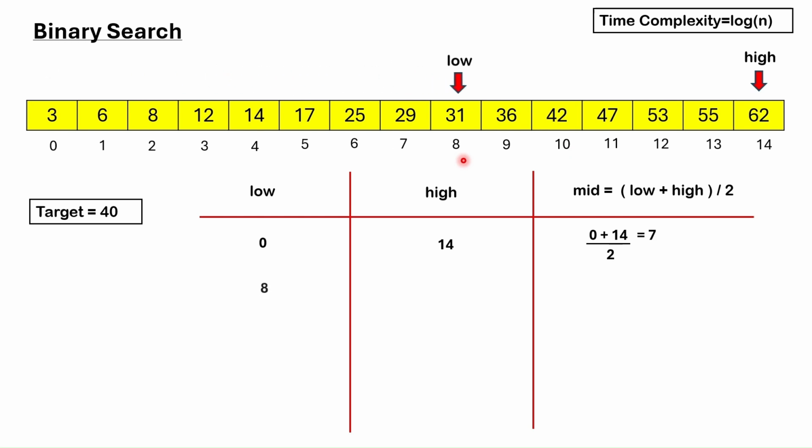So what is low? Low is 8. What is high? High is 14. Again we will calculate mid. So what will be my mid? Mid will be (8 plus 14) by 2 and that is 11. So this will be my mid.